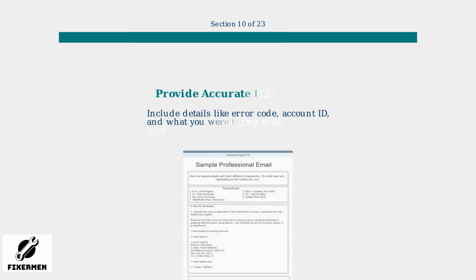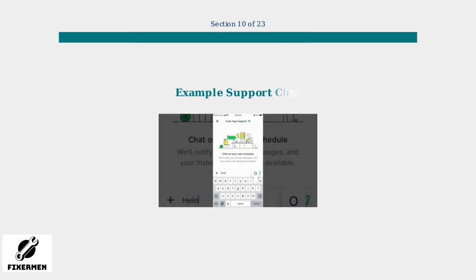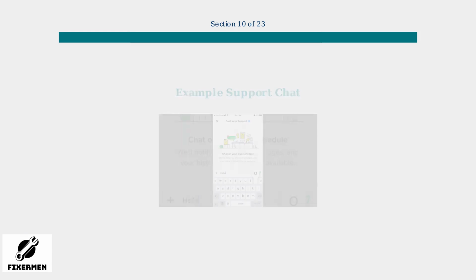Second, provide accurate and complete information. Include your error code, account details, and a clear description of the issue. Double-check your message before sending to ensure everything is correct. Finally, be patient while waiting for a response. Support teams handle many requests, so responses typically take 24 to 48 hours. Avoid sending multiple messages or expressing frustration. Here's an example of what a support chat might look like, showing clear and polite communication.